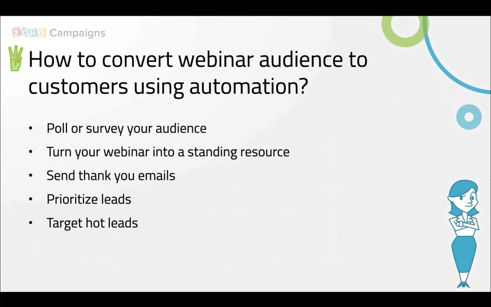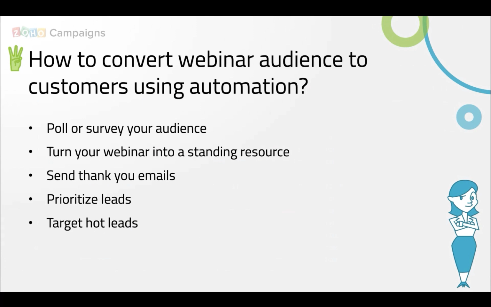So once you prioritize your leads, you will have to target the hot leads who need to be taken care of by the sales team. So here you will have to just qualify them as prospects. You can send them emails including offers. You can ask them to try your products with offers or subscriptions, etc. So that's about a few ways in which you can convert your webinar audience to customers.